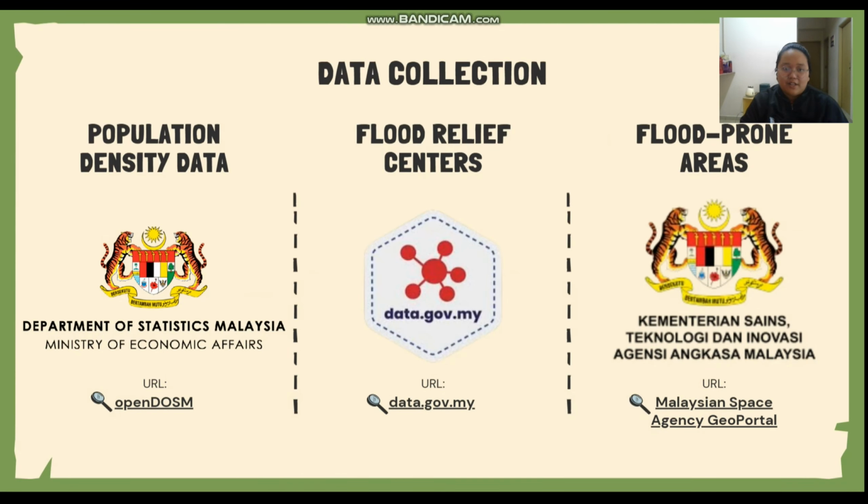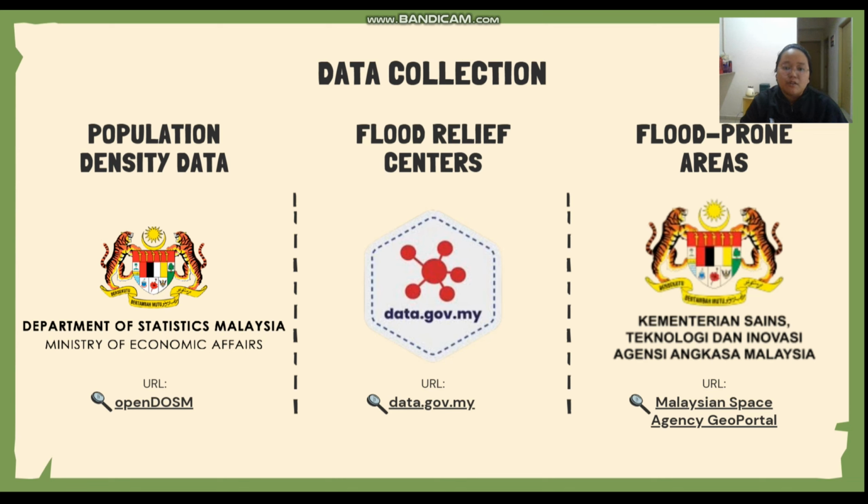So, for the data collection, to accurately identify which donation centers should be prioritized for additional resources, we needed three key data sets: the population density, the flood relief center locations, and the flood-prone areas. For the first data set, the population density of Kelantan, we obtained it from the Department of Statistics Malaysia through OpenDOSM. This dataset allowed us to determine which districts had the highest number of residents and therefore a greater demand for relief supplies.